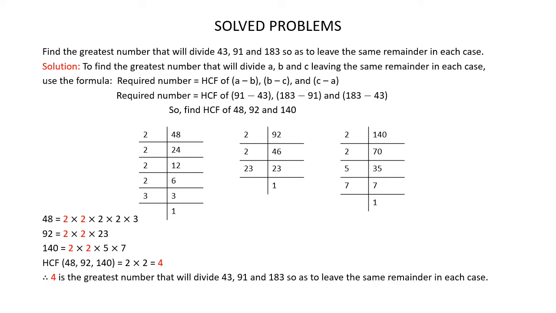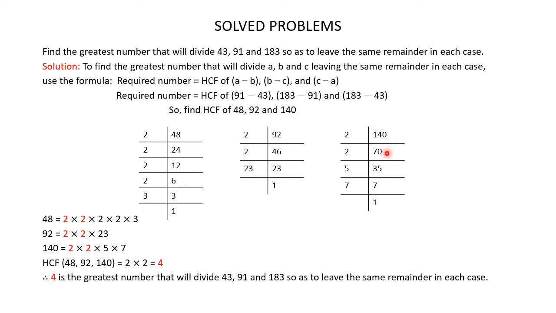Now let's find the prime factors of 92. 92 divided by 2 is 46. 46 divided by 2 is 23. 23 divided by 23 is 1. So the prime factors of 92 are 2, 2, 23 and 1. So 92 can be written as 2 multiplied by 2 multiplied by 23. Finally, let's find the prime factors of 140.